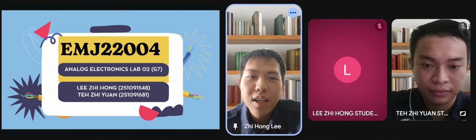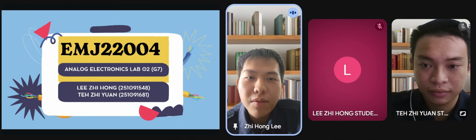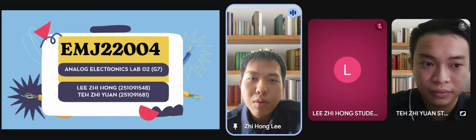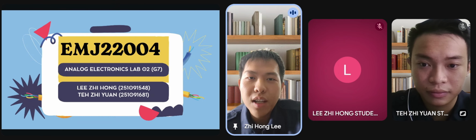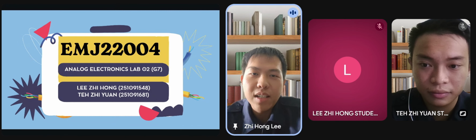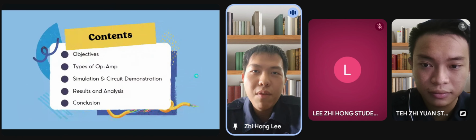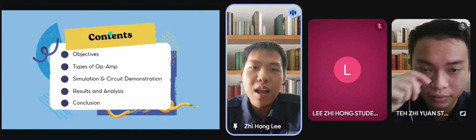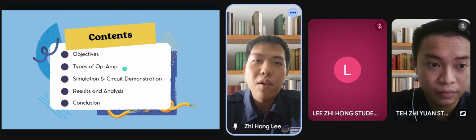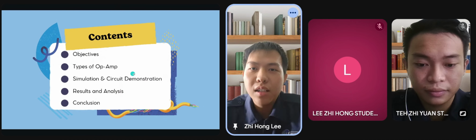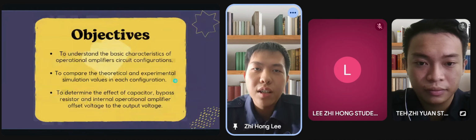We are from Group 7. Now we are presenting for our course EMJ 22004 Analog Electronic Lab 2. My name is Li Jihong and my partner is Ted Julian. This is our content: objective, type of operation amplifiers, simulation, result, and conclusion.